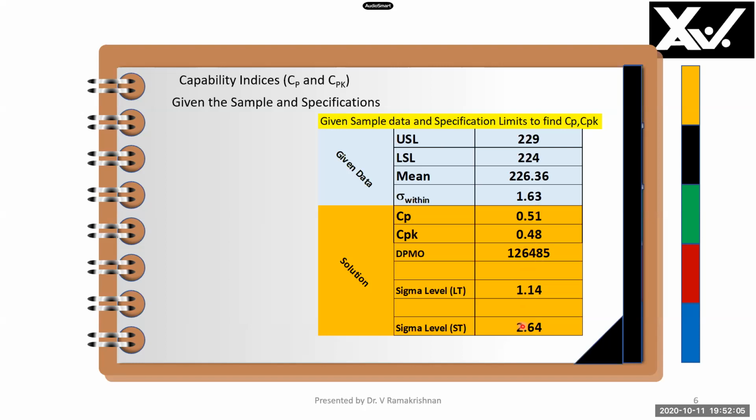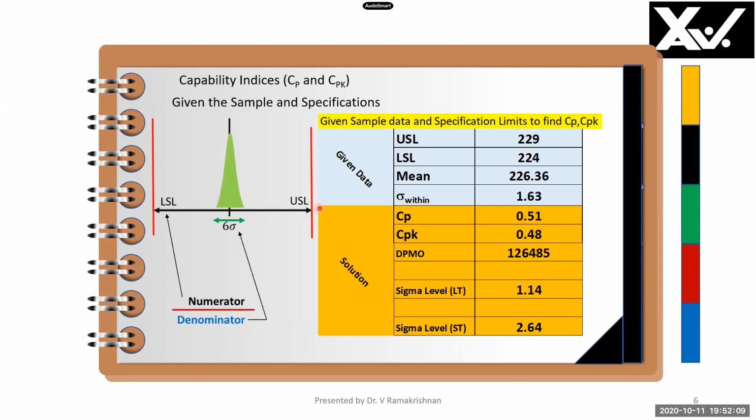These orange cells with numbers, the CP value, I'll give you the formula now. CP is equal to numerator by denominator. Numerator is nothing but the distance of the black arrow line, USL minus LSL. USL is 229, LSL is 224, the difference is 5. Denominator is 6 times 1.63, 6 times sigma. Therefore, the CP formula can be easily put.